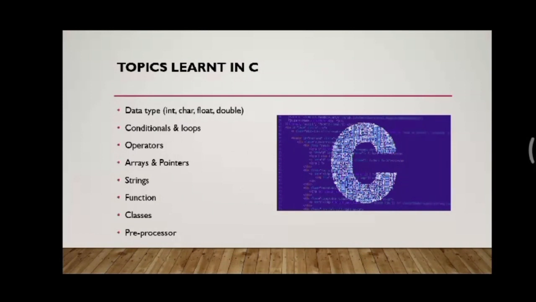The first one is data types. In that we learn about integer, character, float, double. The second one is conditionals and loops. In that we learn about the if statement, if else, else if, for loop, while loop, do while loop. Then the operators, post-increment, pre-increment, pre-decrement, post-decrement, arrays and pointers, strings, functions, classes and the preprocessor. Next slide.